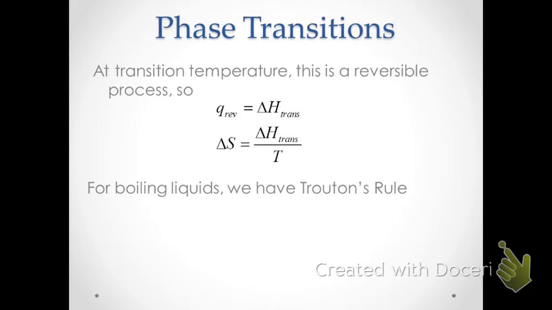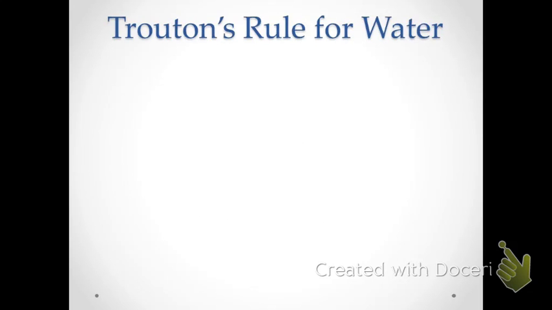Now, it just so happens that for the vast majority of liquids, the entropy change at the boiling point is very close to 85 joules per Kelvin per mole. This is called Trouton's rule. And again, this is for the majority of liquids. If you look up their enthalpies of vaporization at the boiling point and divide by the temperature of the boiling point, temperature of course being in kelvins, then you will find that delta S is very close to 85 joules per Kelvin per mole for most substances. Of course, there are always exceptions.